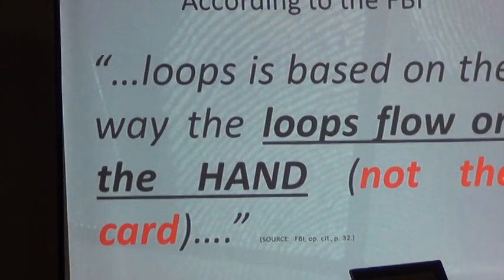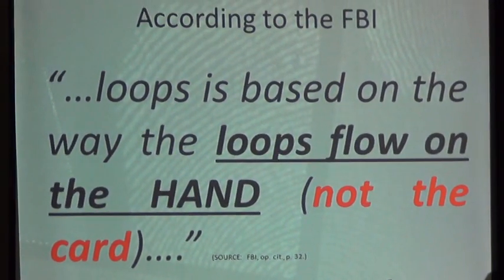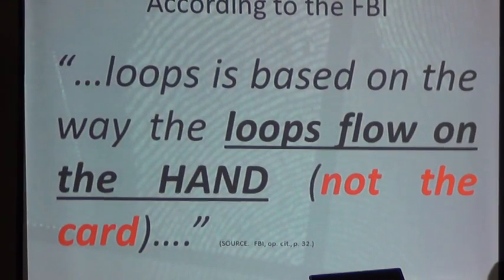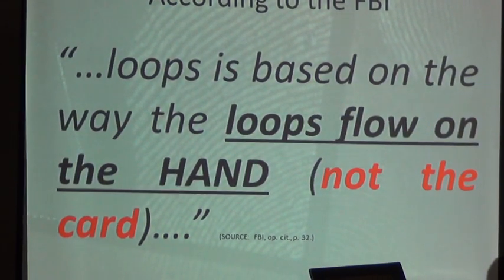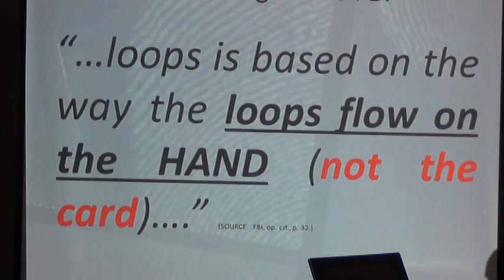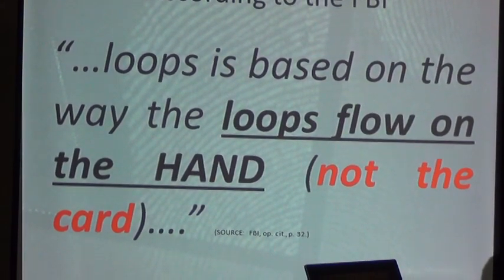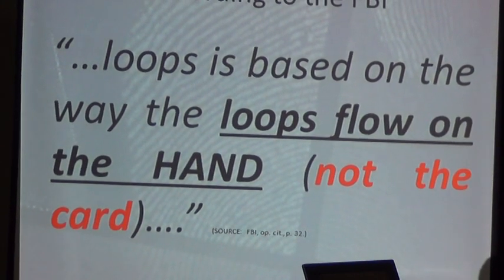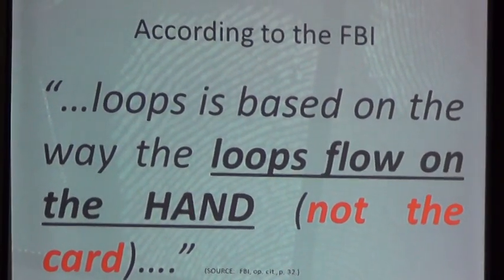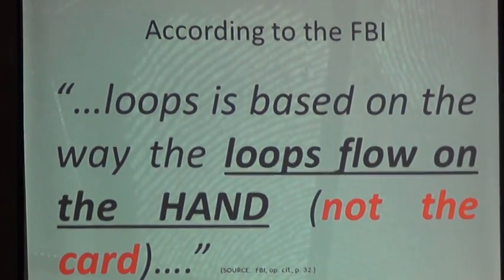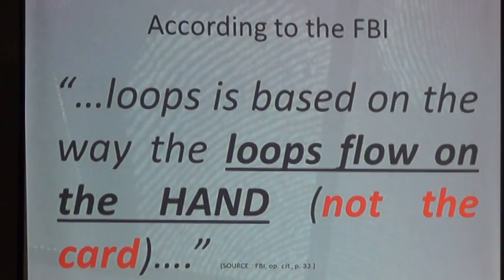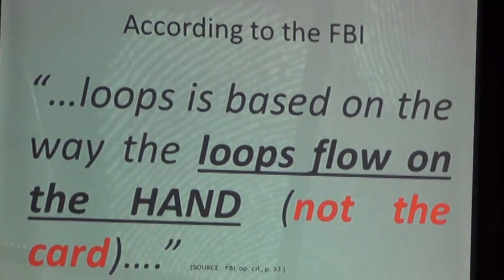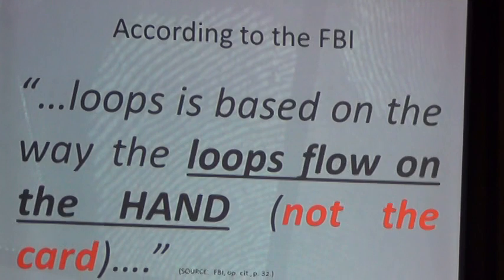According to the FBI, loops are named based on the way the loops flow on the hand and not to the heart. So that should be very clear. And then, as instructors, as professors, as trainers, we have the obligation to clarify that particular problem, because that is a proven observation among students. They can hardly distinguish radial loop from ulnar.